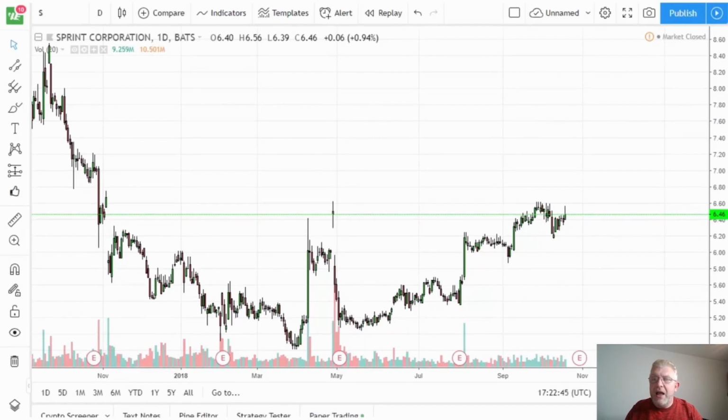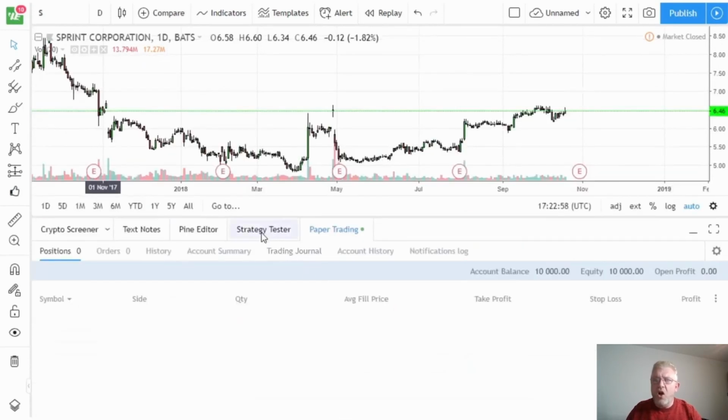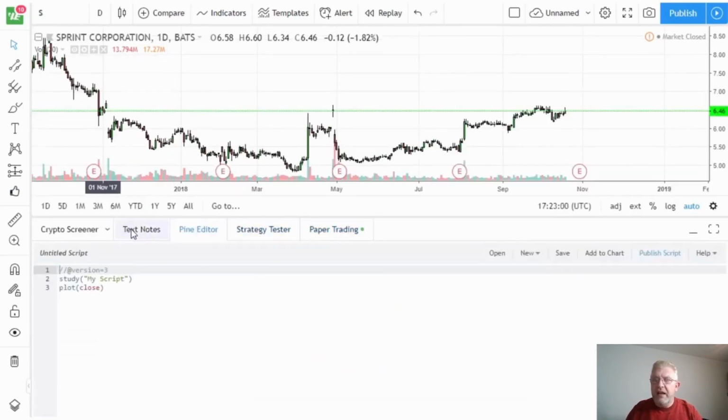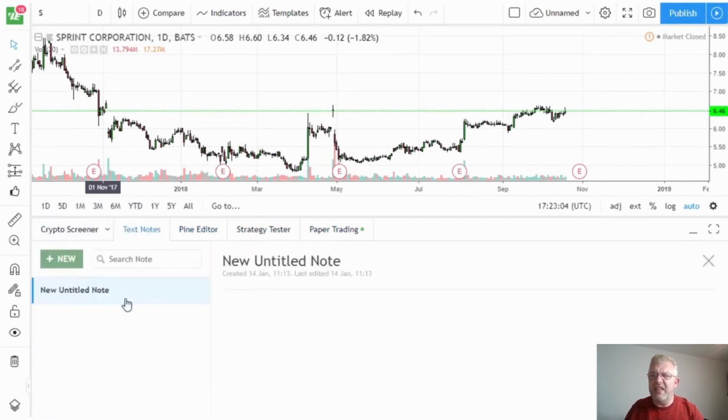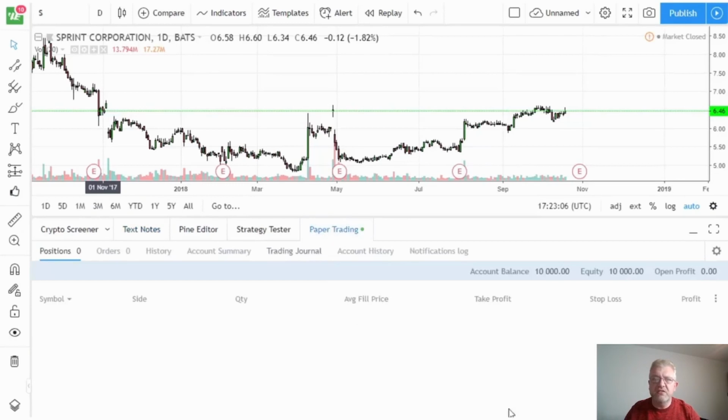So I also mentioned that you can do paper trading, and that's pretty simple to do. Okay, you just go down to the bottom and there's a panel here, and if you click on that, click on paper trading or strategy test or whatever, you can edit it like that, but you can write notes and things as well. But the paper trading pulls up and it starts out with an account of around $10,000.